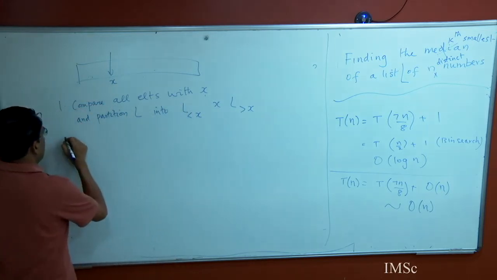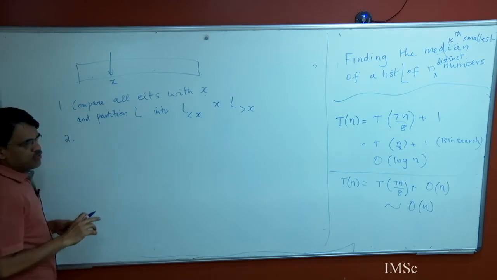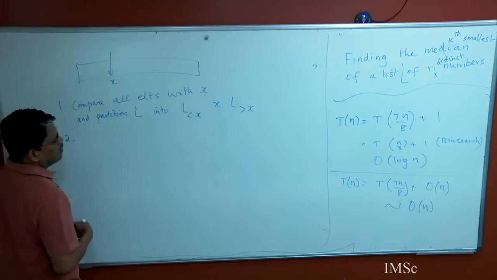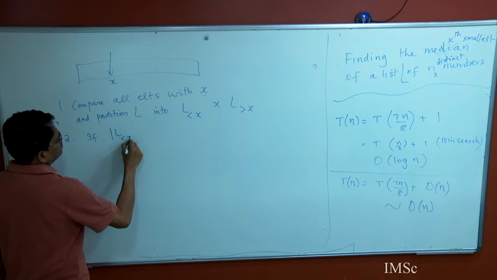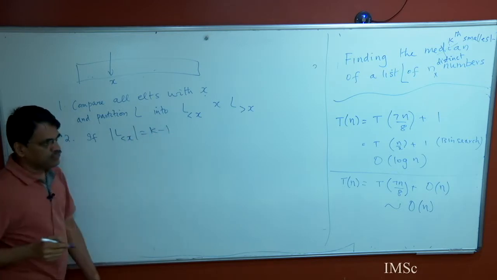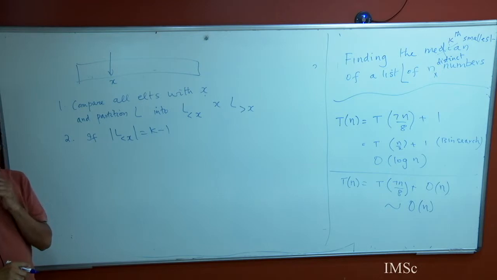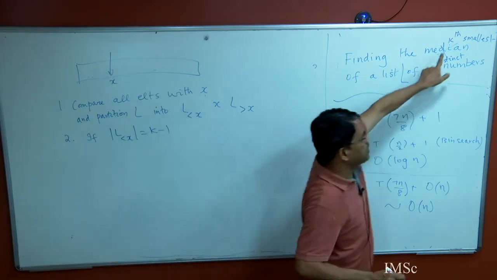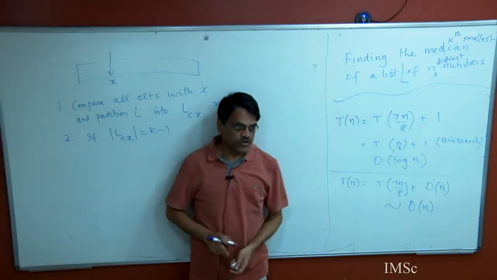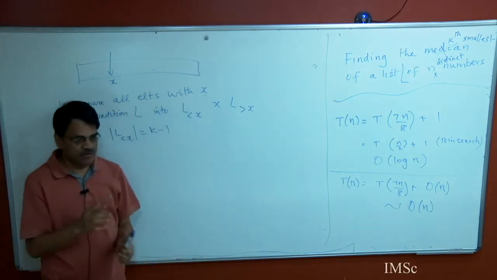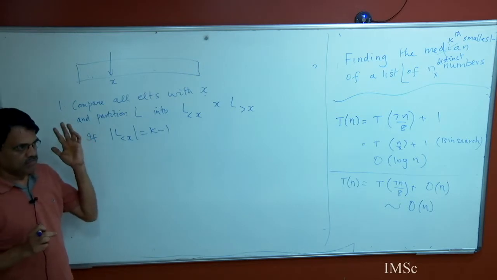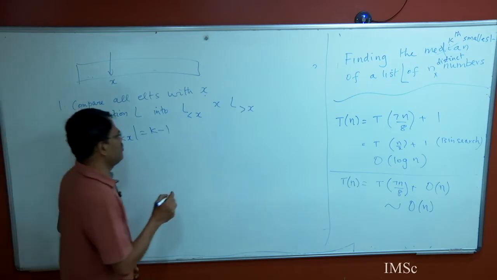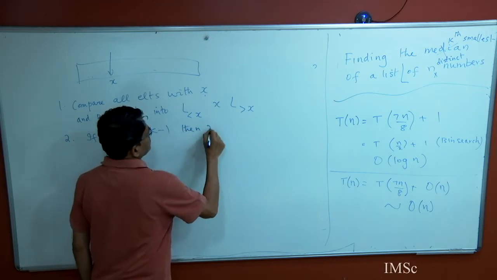Now, what is the really lucky case? If the number of elements less than x is exactly k minus 1. Remember, I am looking for the kth smallest element. So I picked x, compared with everybody and found that exactly k minus 1 elements are less than x. Then what? x is the answer. That's the most lucky case. Then return x.